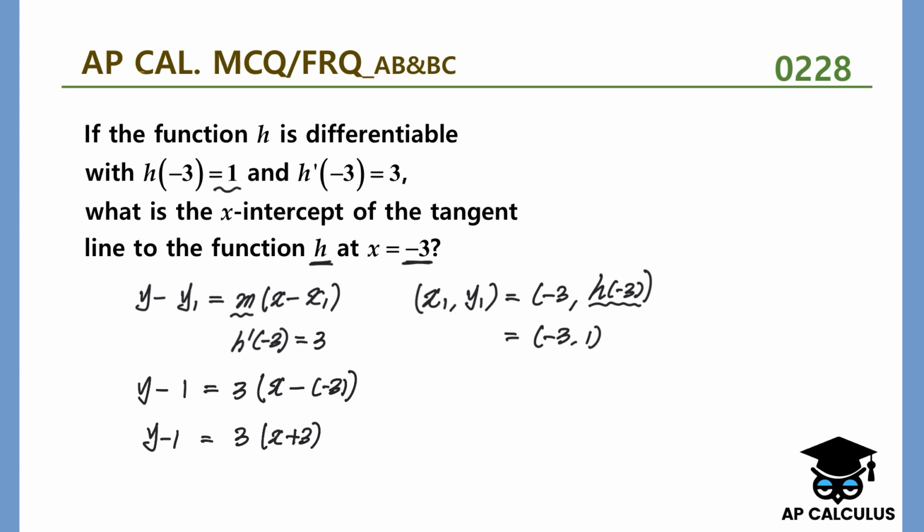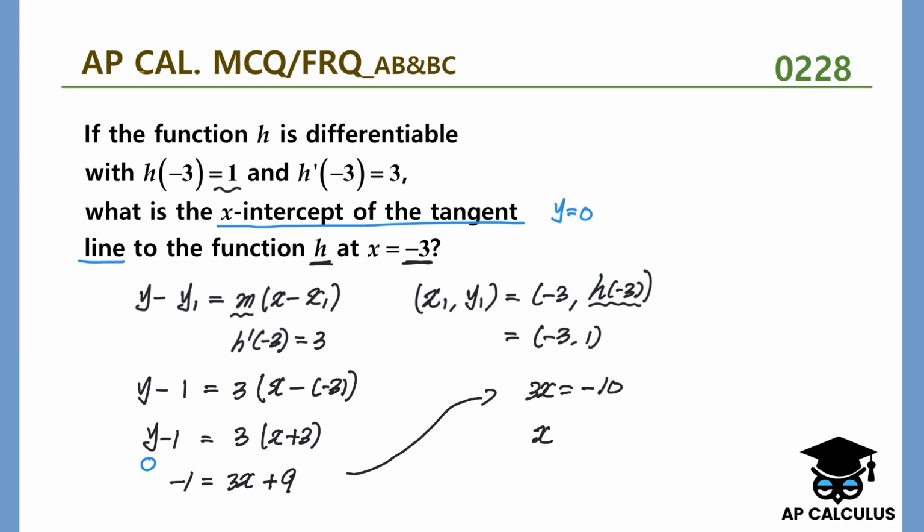Okay, the question is to find the x-intercept of the tangent line, right? The x-intercept occurs when y is equal to 0, right? So substitute 0 for y. Then that's going to be negative 1 is equal to 3x plus 9, right? So 3x is equal to negative 10. Then the x-intercept is equal to negative 10 over 3, right?